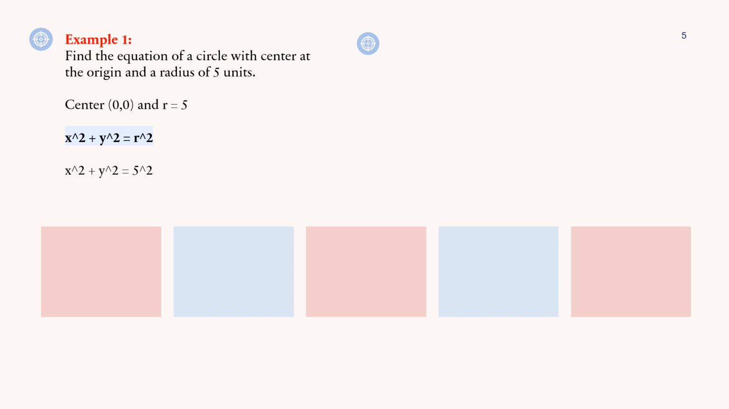So let's substitute. The radius will be 5 and the center will be 0, 0. So this will remain x squared plus y squared is equal to r, which is 5, so that will be 5 squared. So x squared plus y squared is 5 squared, which is 25. So the equation of a circle will be x squared plus y squared is equal to 25.